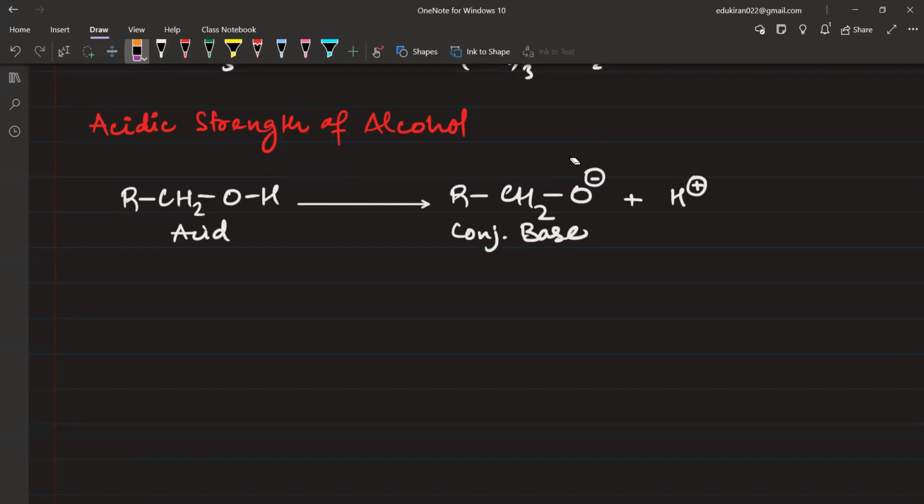That is why the acidic strength of any species will depend on the conjugate base. If somehow we can make the conjugate base more stable, it will be happily transitioning toward the conjugate base. It will be happily giving out H plus ions because the conjugate base is more stable.